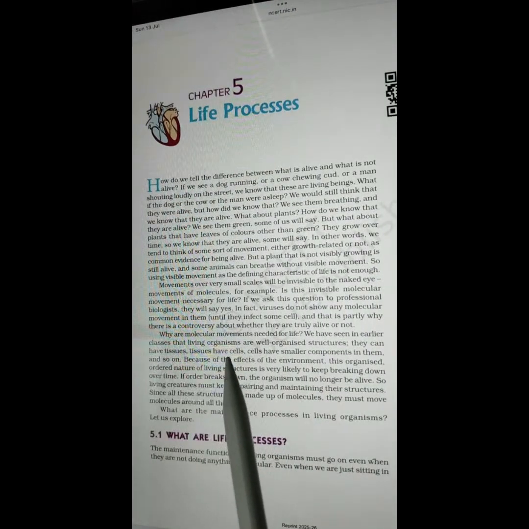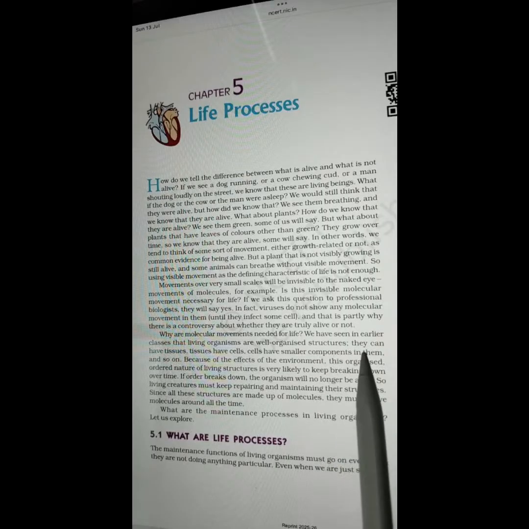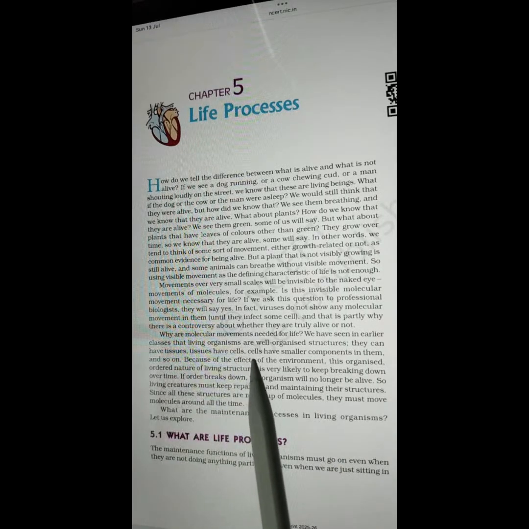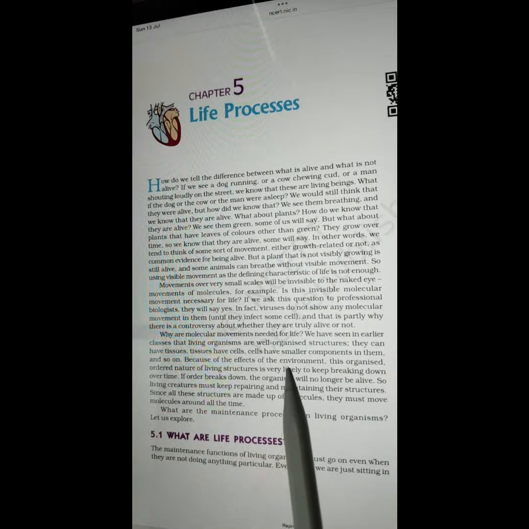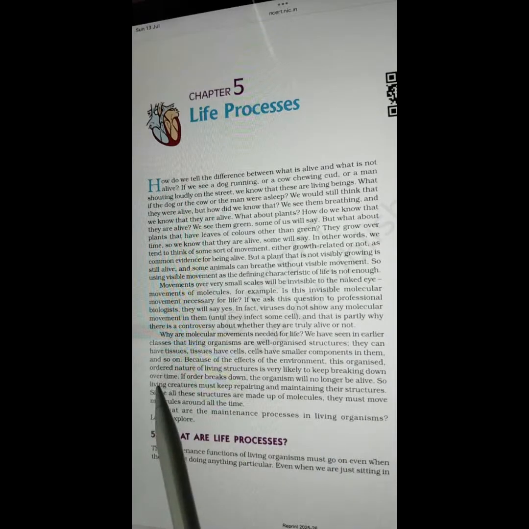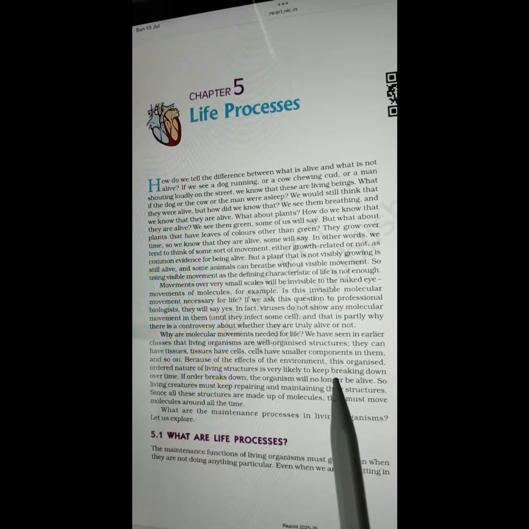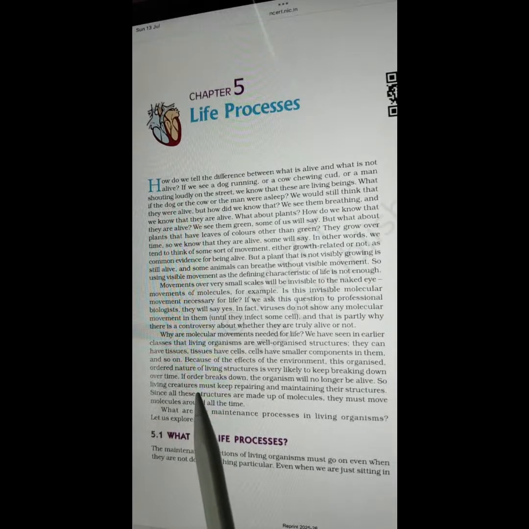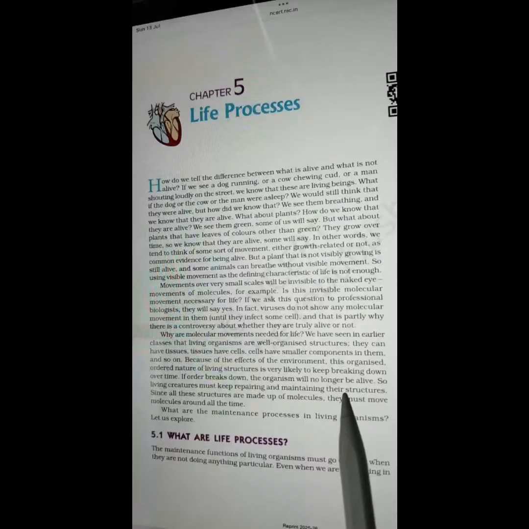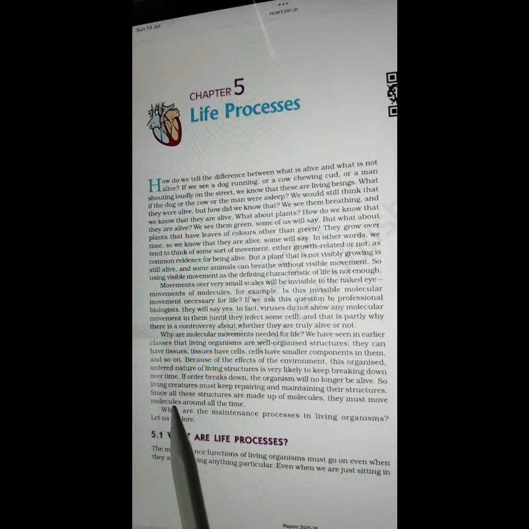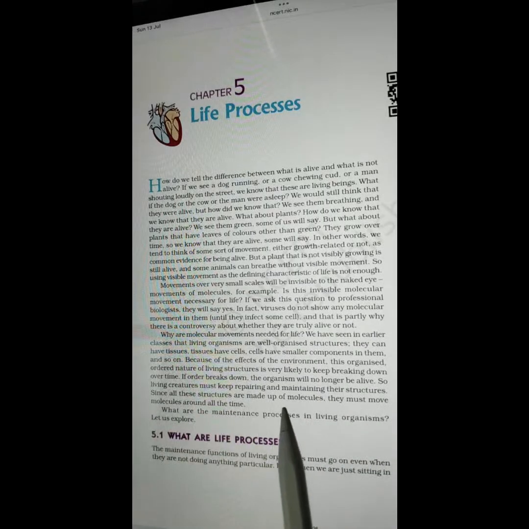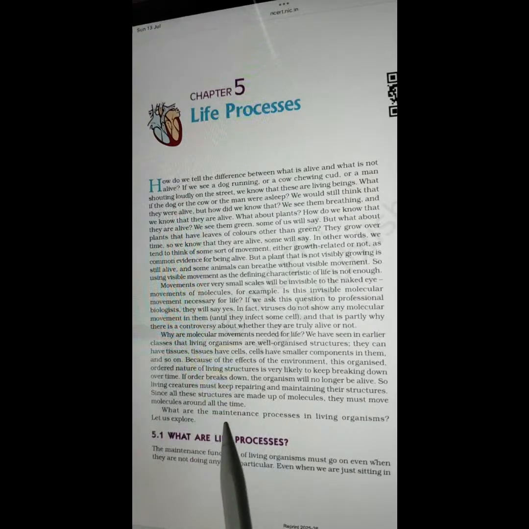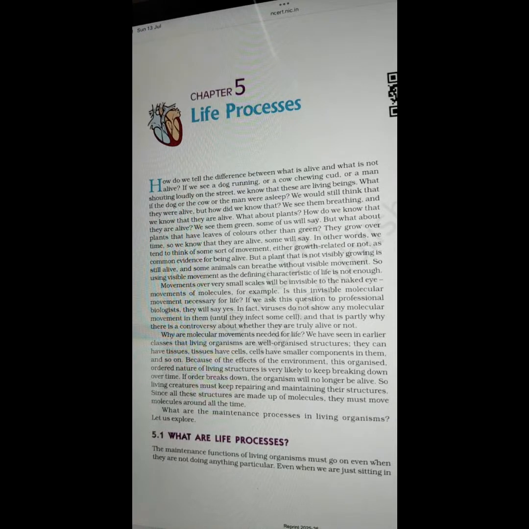Why are molecular movements needed for life? We have seen in earlier classes that living organisms are well organized structures. They have tissues, tissues have cells, cells have smaller components in them, and so on. Because of the effects of the environment, this organized, ordered nature of living structures is very likely to keep breaking down over time. If order breaks down, the organism will no longer be alive. So, living creatures must keep repairing and maintaining their structures. Since all these structures are made up of molecules, they must move molecules around all the time.